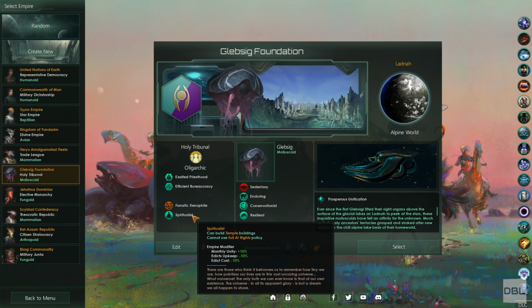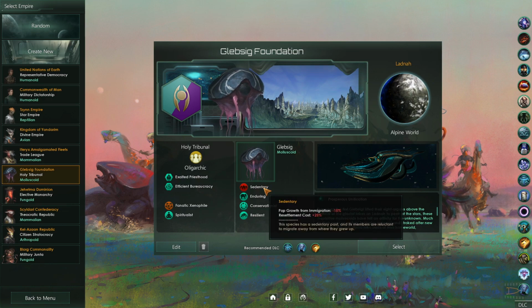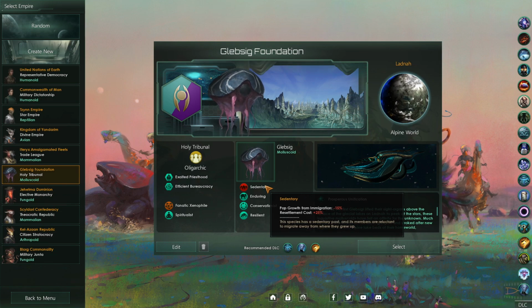And then spiritualist, I believe we have read before. Sedentary. So they have -15% from immigration and plus 25% resettlement. Species has a sedentary past, and its members are reluctant to migrate away from where they grew up.